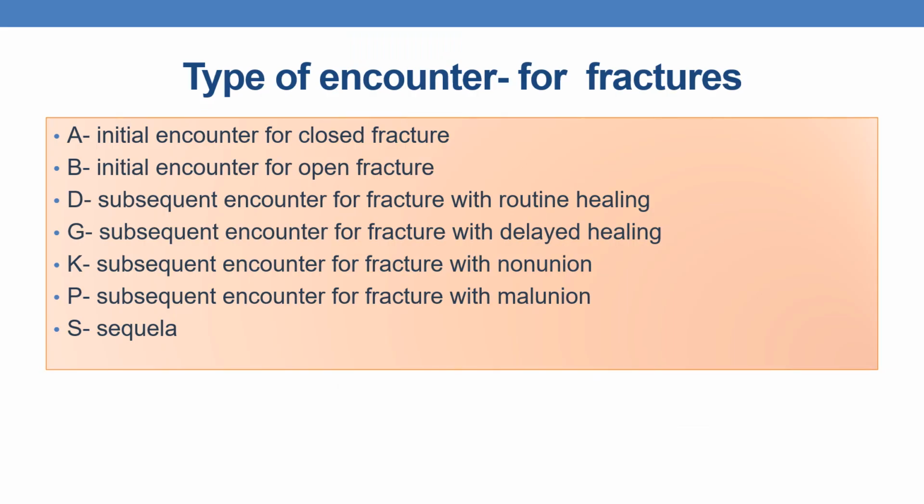Now coming to the general 7th characters that govern the type of encounter for fracture. A indicates initial encounter for closed fracture. B indicates initial encounter for open fracture. D indicates subsequent encounter for fracture with routine healing. G indicates subsequent encounter for fracture with delayed healing. K indicates subsequent encounter for fracture with non-union. P indicates subsequent encounter for fracture with malunion, and S indicates sequela. These are the appropriate 7th characters that must be assigned to fracture codes depending upon the scenario, that is, the type of encounter.